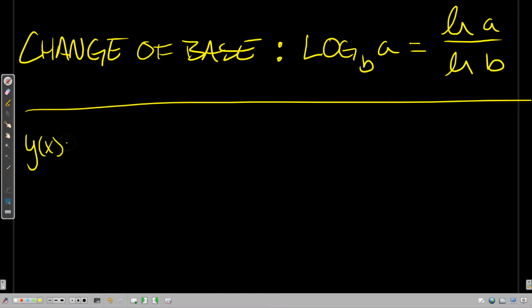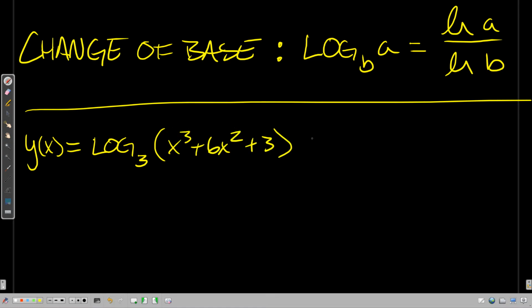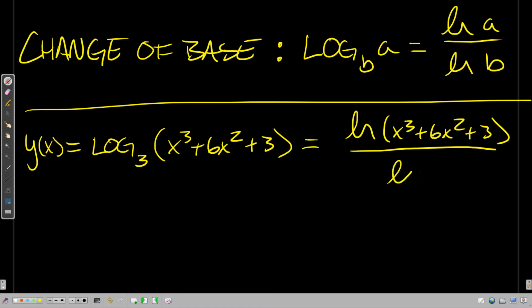So for our problem that was given to us, we had log base 3 of x cubed plus 6x squared plus 3, right? But according to our change of base formula, this is the natural log of x cubed plus 6x squared plus 3 over the natural log of 3. That's our function. We've just modified our function. We have not done the derivative.